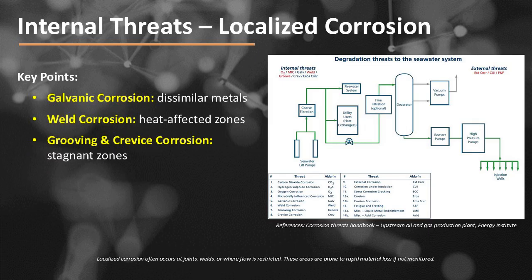Internal threats. Localized corrosion. Localized corrosion often occurs at joints, welds, or where flow is restricted. These areas are prone to rapid material loss if not monitored. Key points: galvanic corrosion is a corrosion caused by dissimilar metals. Weld corrosion occurs at heat-affected zones. Grooving and crevice corrosion occurs at stagnant zones.